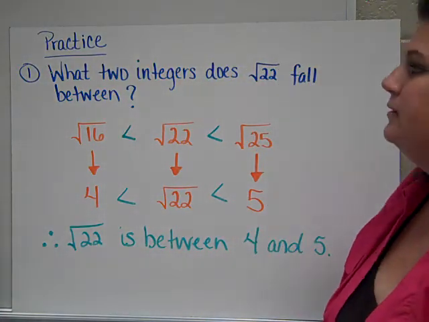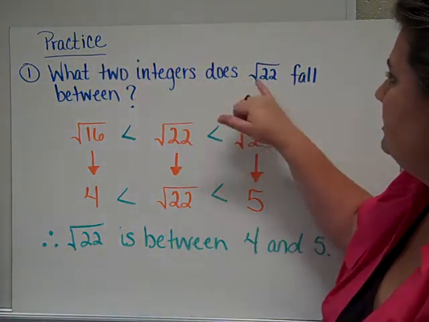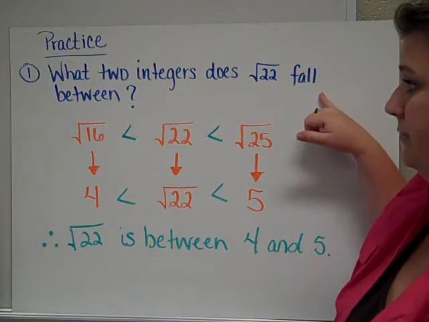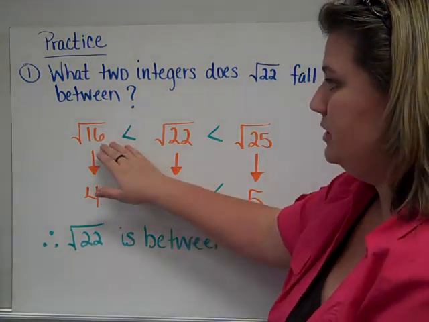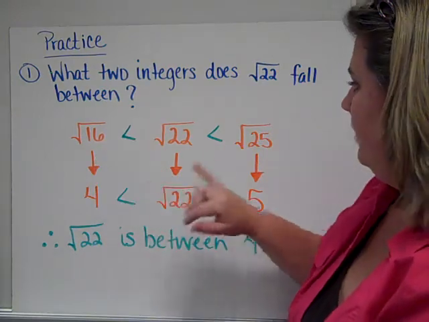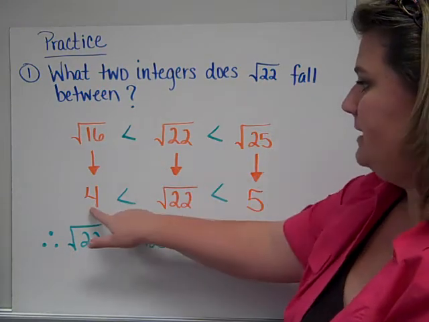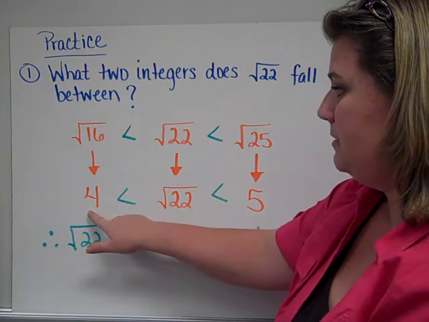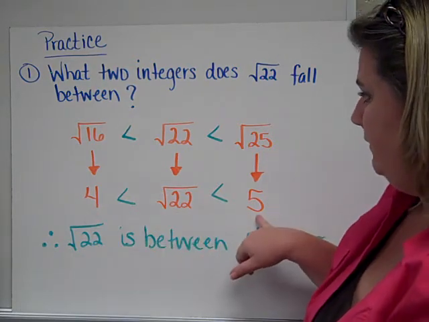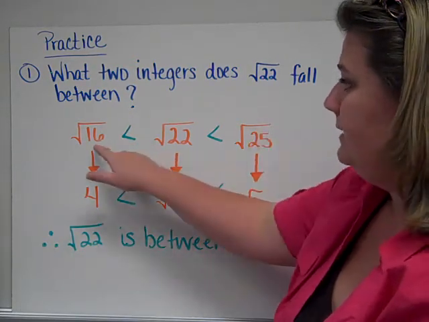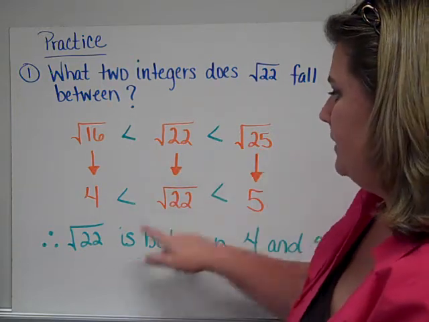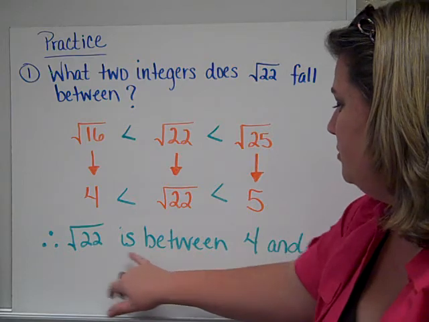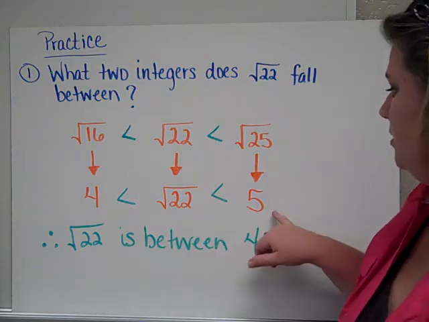So let's practice. Which 2 integers does the square root of 22 fall between? Again, I'm thinking of some perfect squares. I know the square root of 16 and the square root of 25 give me 4 and 5. In radical form, 22 does fit in between these numbers, so I know I'm on the right track. Therefore, the square root of 22 is between 4 and 5.